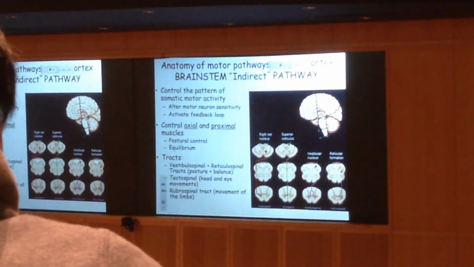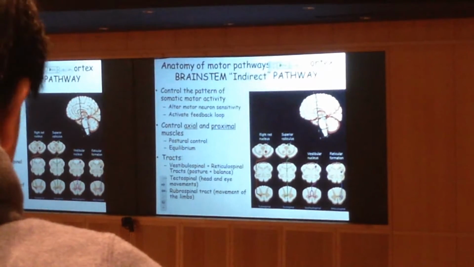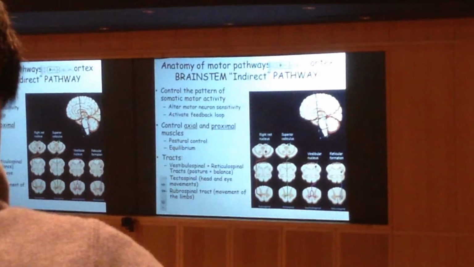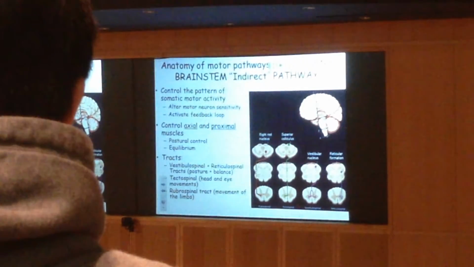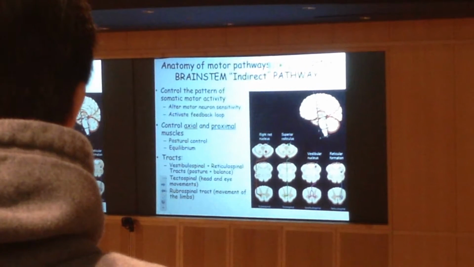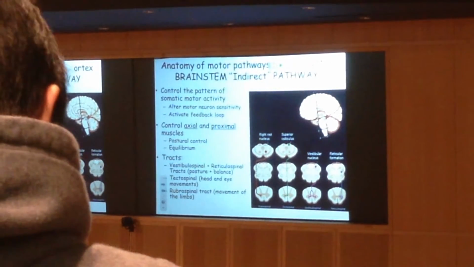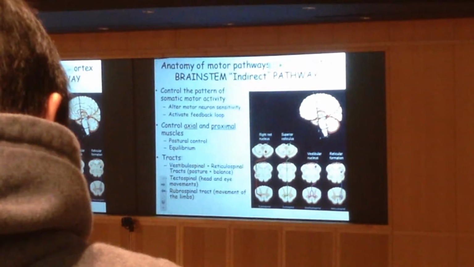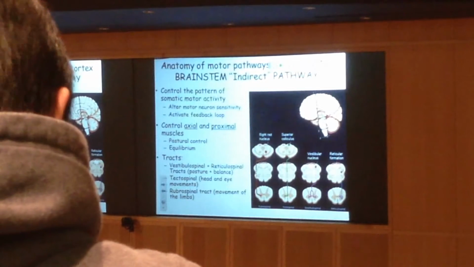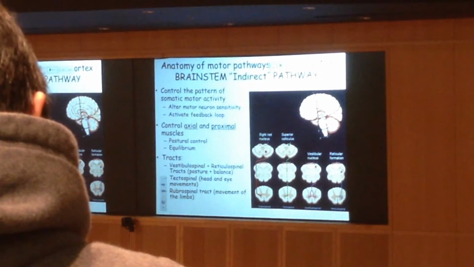They are sending input. The neurons originating in these regions synapse with the motor neurons in the lower spinal cord region and change the motor output. They could be increasing or decreasing the neuron sensitivity, and that creates the control of the motor nucleus and motor neuron. The function of these regions is pretty much posture control and equilibrium.